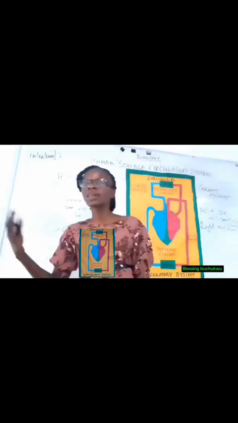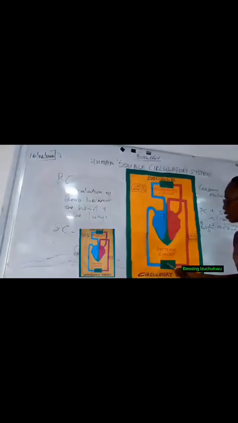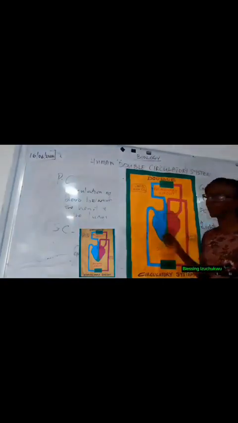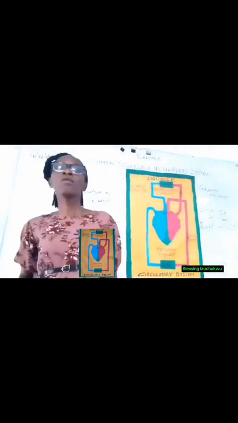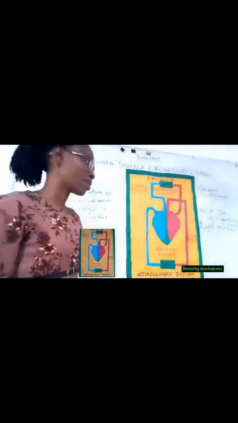Oxygenated blood leaves the heart through the left ventricle, goes to the body parts, then returns to the heart as deoxygenated blood through the right atrium and enters the right ventricle before it is pumped to the lungs. So when you write it this way, the marker will know that you are well grounded in what you're writing, and that will also help you to score extra marks.